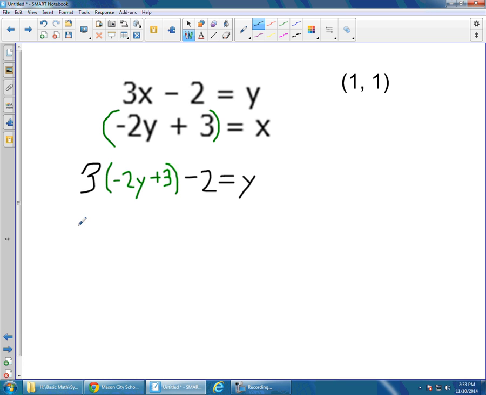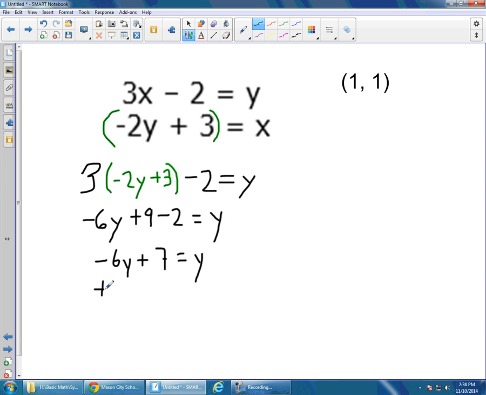Now I'm going to go through and solve it by distributing. 3 times negative 2y is negative 6y. 3 times positive 3 is positive 9. And I still have to subtract 2 on the back side. And that still equals y. Combine my like terms right in here. I'm going to get negative 6y. And then I'm going to do positive 9 minus 2. That gets positive 7, and that equals y. This looks very familiar. I feel like we just did this.